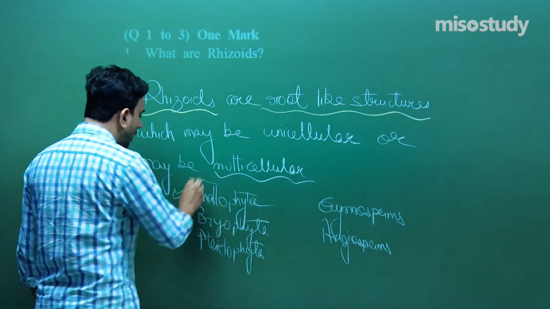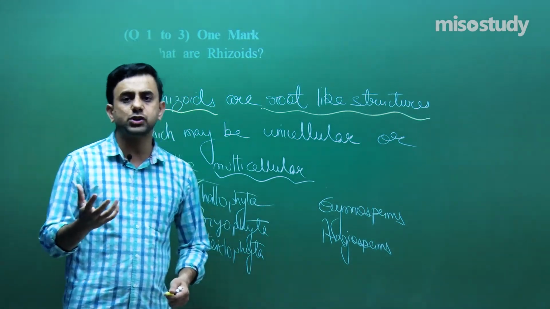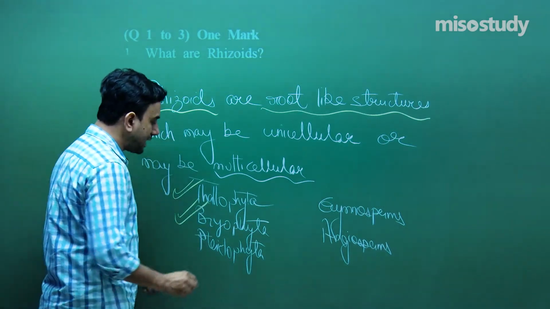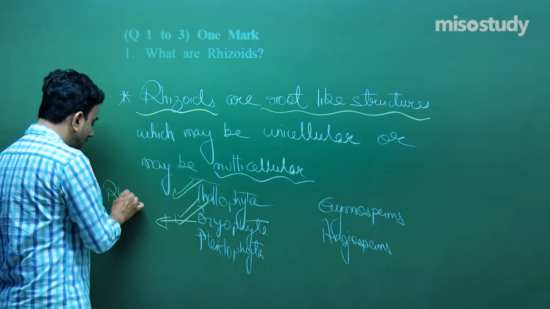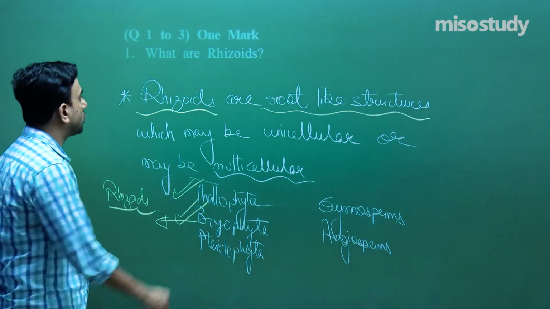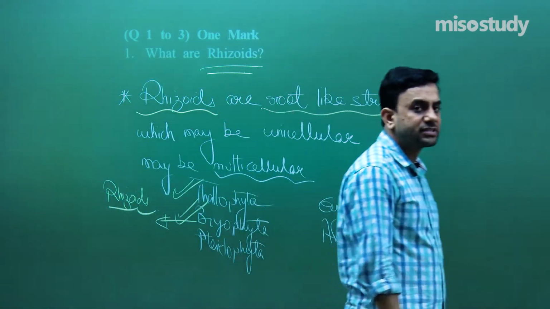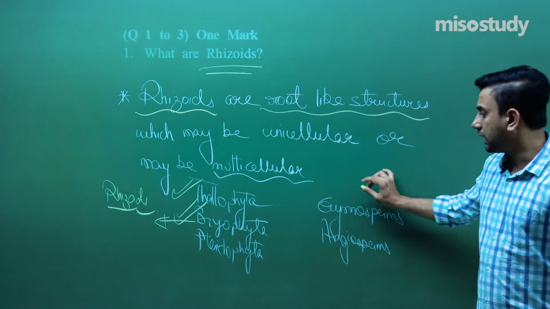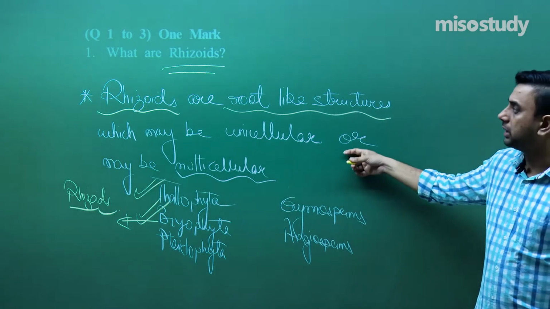When we talk about the thallophyta, these thallophytes do not have a body differentiated into root, stem, and leaves. The bryophyta have these root like structures which are called the rhizoids, and hence the rhizoids are found in the bryophytes. So, this was a 1 mark question, and now we will be moving on to the next question.